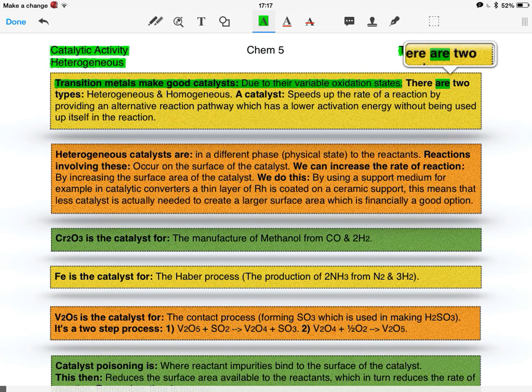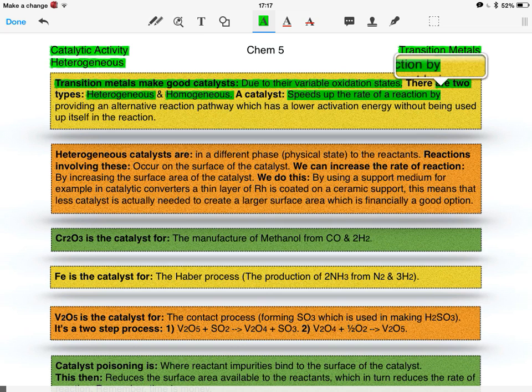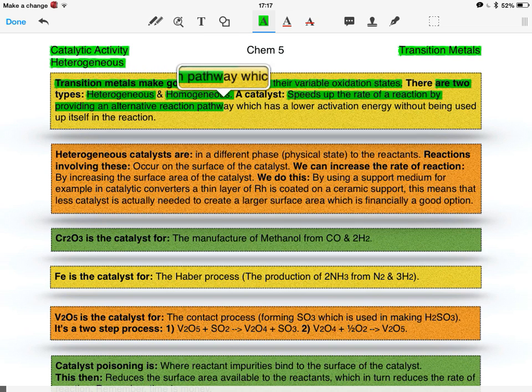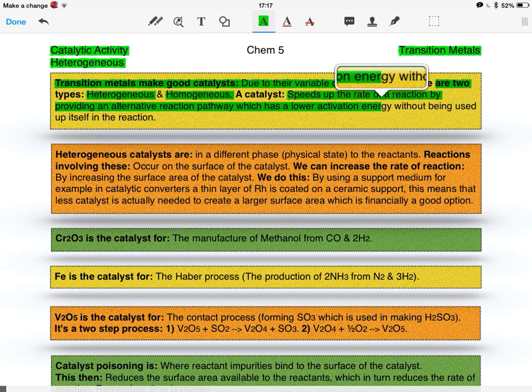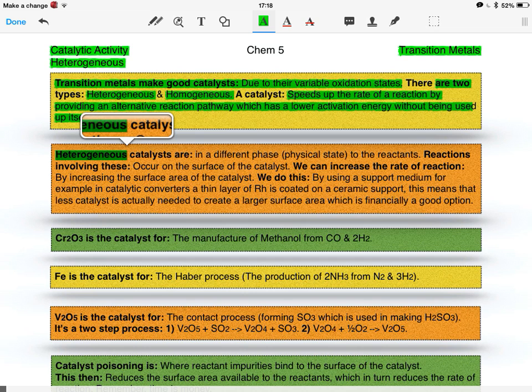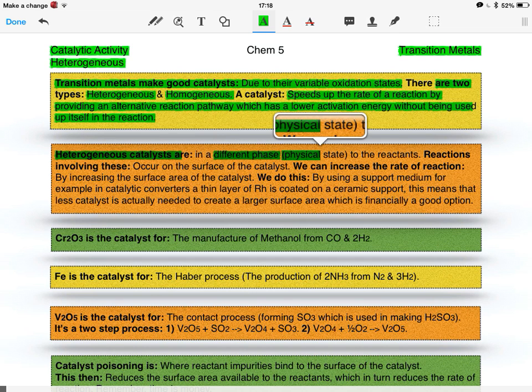There are two types of catalysts, there's heterogeneous and there's homogeneous. A recap on the definition of a catalyst is it speeds up the rate of a reaction by providing an alternative reaction pathway which has a lower activation energy without being used up in the reaction itself. Heterogeneous catalysts are in a different phase, or physical state, to the reactants.